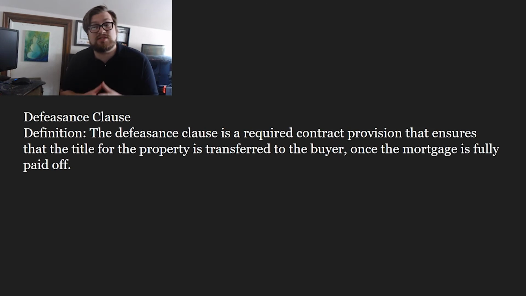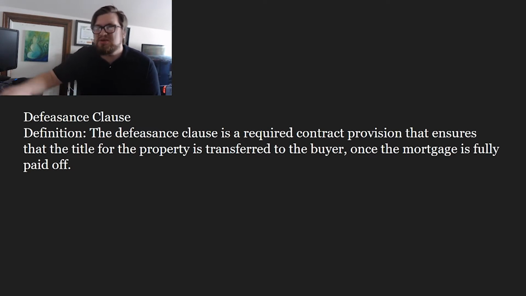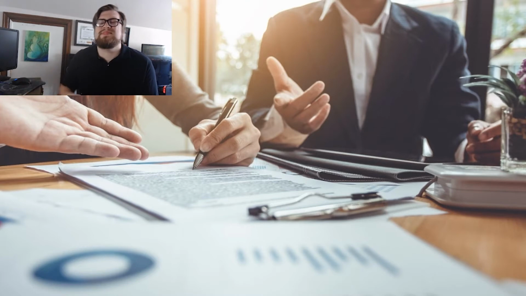So the Defeasance Clause is a required contract provision that ensures that the title for the property is transferred to the buyer once the mortgage is fully paid off. So what does that mean? Well, the Defeasance Clause is a provision included in a mortgage that will allow the home buyer to redeem the full rights of a property upon the last payment to the mortgage lender. Basically, it's the clause that specifies that the lender must surrender all rights to the property once the mortgage is paid. At this point, the buyer gets title to the property.